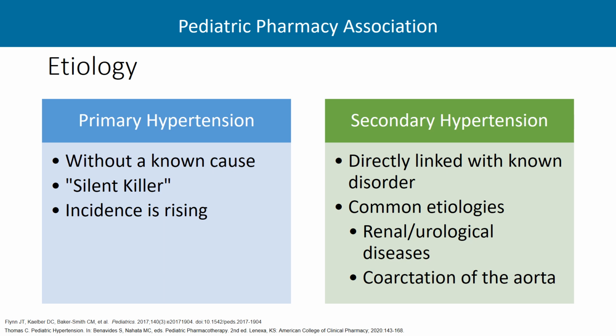The other type of hypertension is secondary hypertension, as you can see in the green box on the right-hand side of the slide. Secondary hypertension is hypertension that is linked to a direct cause. Common etiology seen in the pediatric population for secondary hypertension include renal and neurological diseases, as well as coarctation of the aorta. Secondary hypertension is seen more commonly in pediatrics. In the next slide, I will review causes of hypertension in more detail by age group.